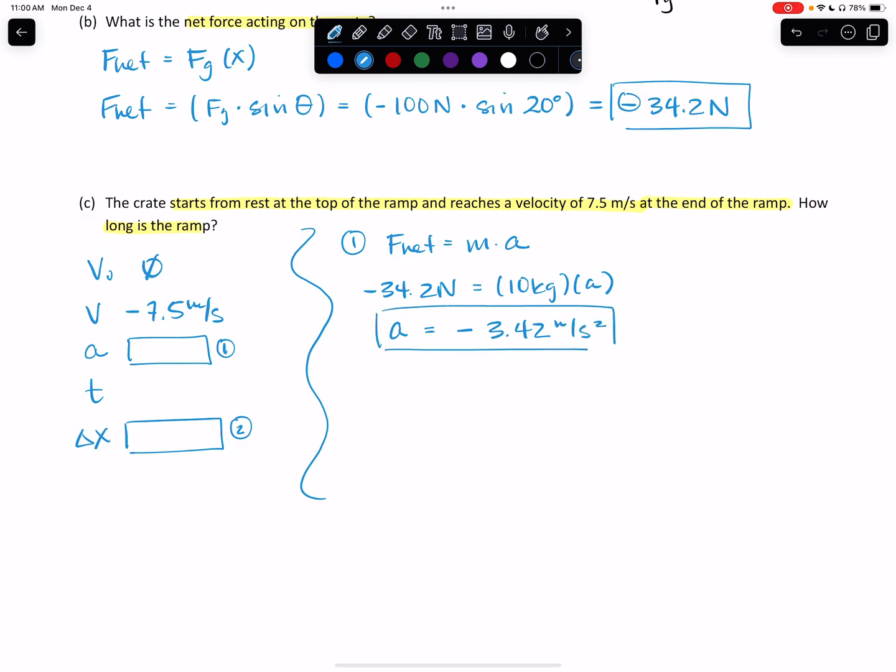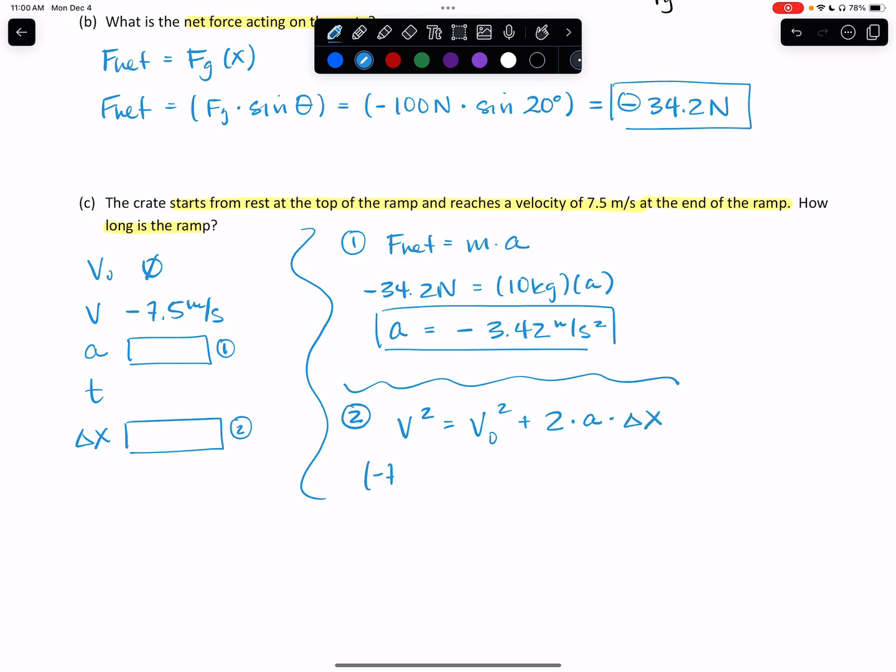All right, so that negative acceleration works with everything because we're moving in the negative direction. The acceleration is negative, so we should see speeding up, which is what our velocity values tell us is happening. All right, second, I'm going to find the change in position. I'm going to use my v squared formula. So v final squared equals v initial squared plus 2 times our acceleration times our change in position.